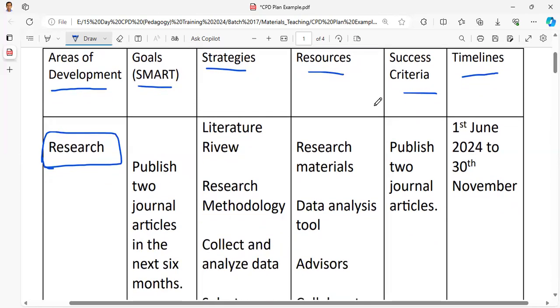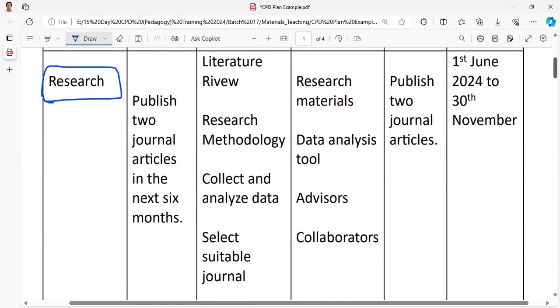my goal, actually, is a SMART goal. We know what SMART stands for: S for specific, M for measurable, A for achievable, R for relevant, and T for time bound. So a SMART goal, just look at the goal. This is my goal. My goal is to publish two journal articles in the next 6 months.